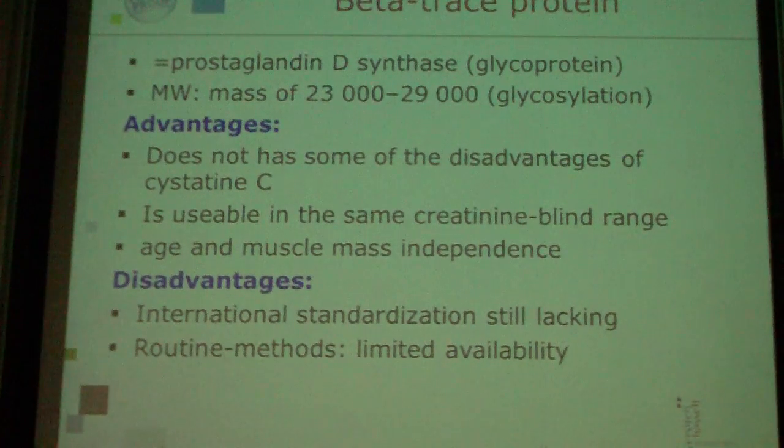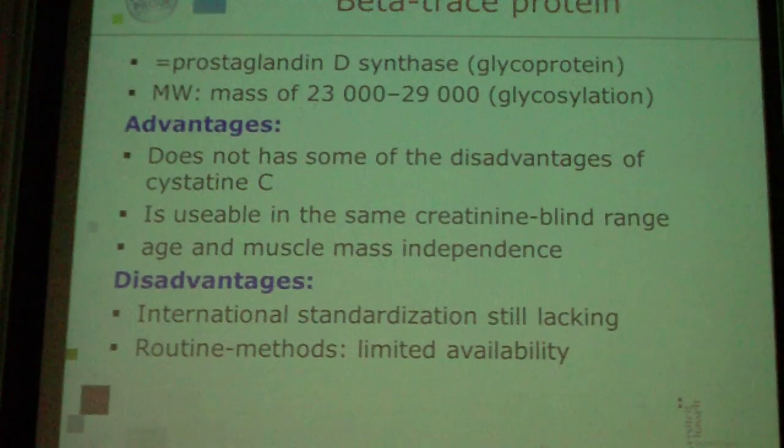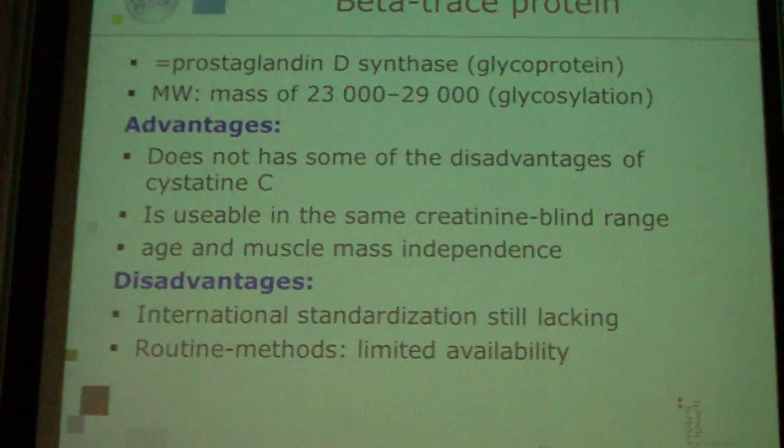Also, one of the new ones is beta-trace protein. It's used in almost the same way as cystatin C. It's also a very small protein. It does not have the same disadvantages like steroid administration, etc. It has the same sensitivity in the creatinine blind range. It's also muscle independent, but the disadvantage is that there's no international standard. So you can't compare one method with another if you have several methods.